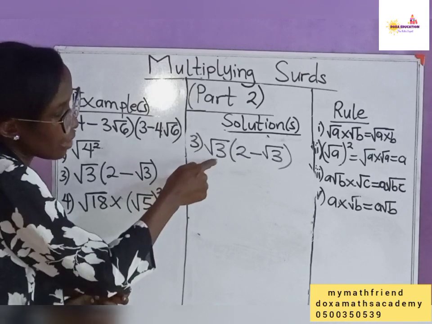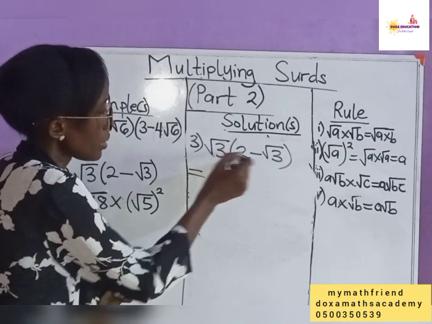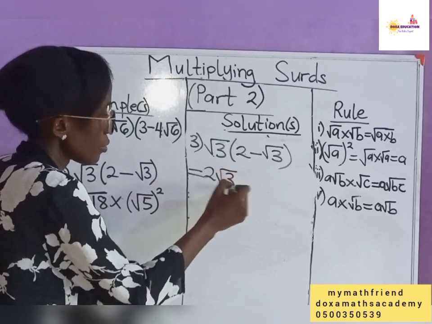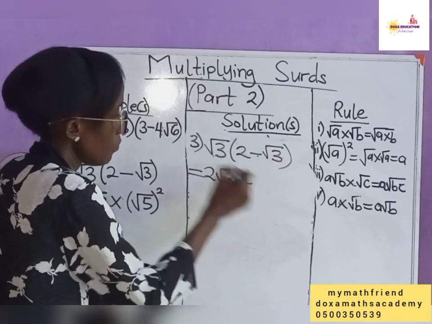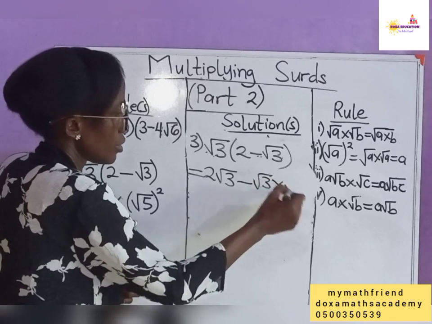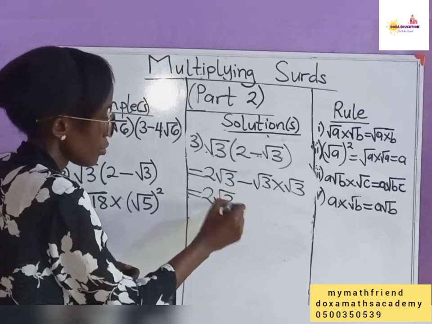So root 3 being outside is multiplying everything in the brackets. So root 3 times 2 is what? You bring the whole number first. 2 root 3. Root 3 times minus root 3. So you have negative, positive times negative is negative. Root 3 times root 3. We have 2 root 3.